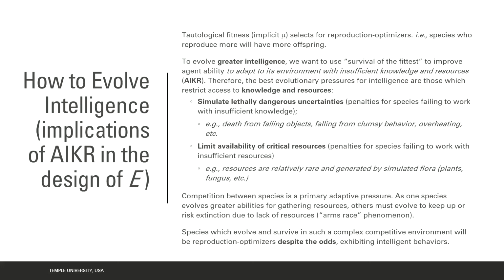The competition between species is a primary adaptive pressure. So as one species evolves greater abilities for gathering resources, the other species have to evolve to keep up, or they will risk extinction due to their lack of resources. And this is called the arms race phenomenon. Species which evolve and survive in a very complex competitive environment will be reproduction optimizers, yes, but despite the odds, exhibiting intelligent behaviors.